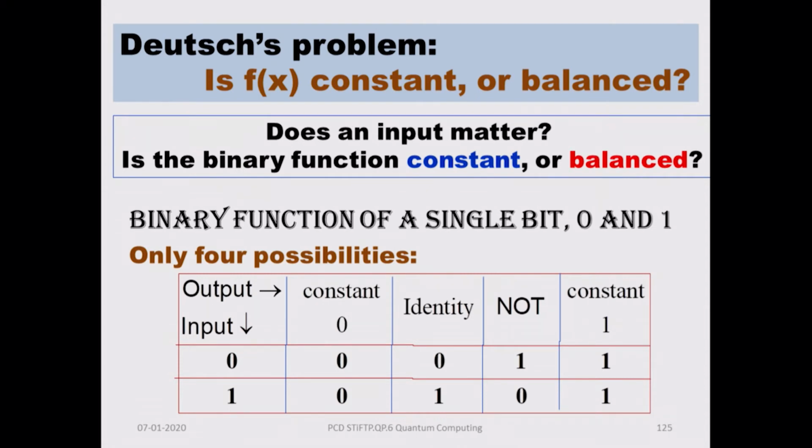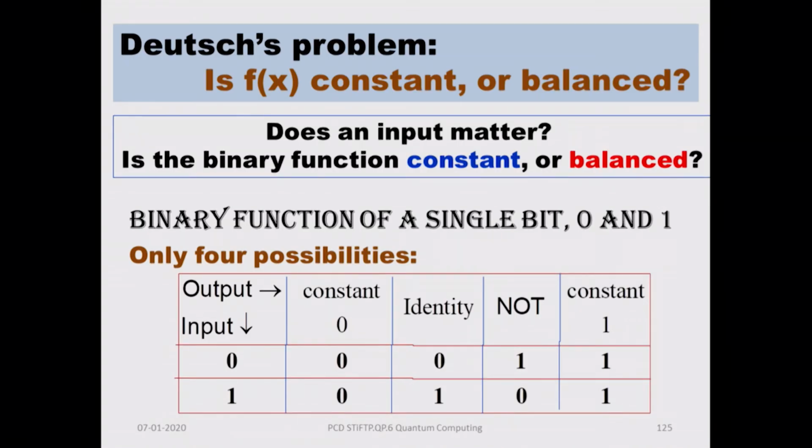Then you have the identity, and identity is sensitive to the input. If the input was 0, the output will be 0. If the input was 1, then the output will also be 1. So it is sensitive to the input. You can also have the opposite of this, which is the NOT operation, but then again it is sensitive to the input, because you will get a result which is opposite of the input. So the input matters. And like the first column, you can also have a constant 1 output, which is again independent of the input.